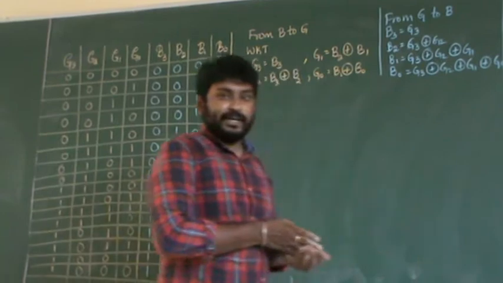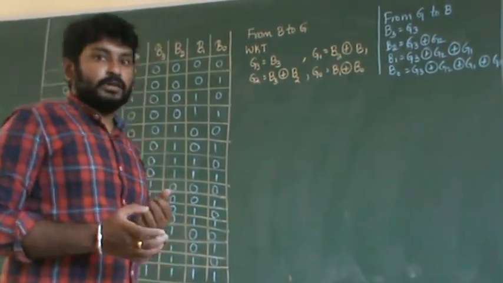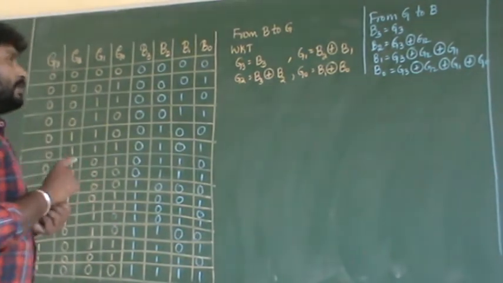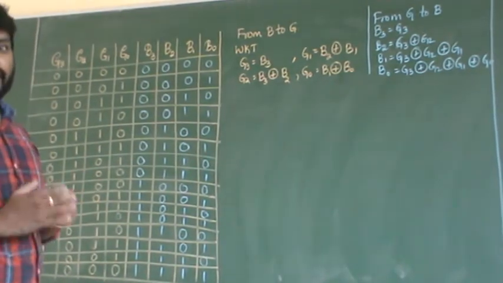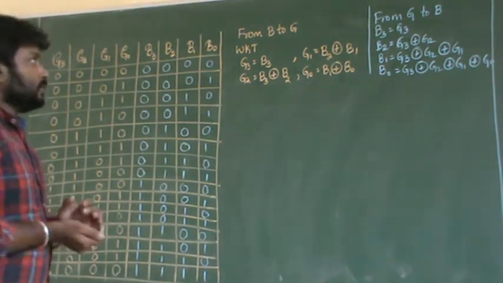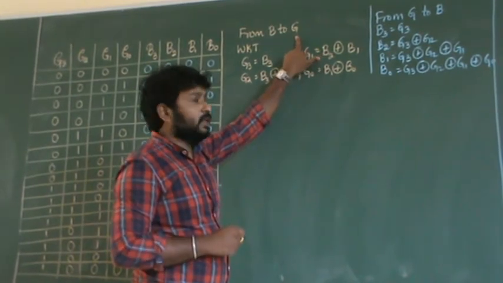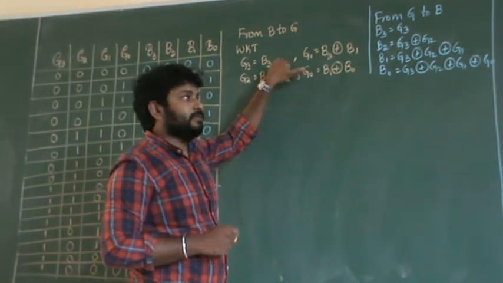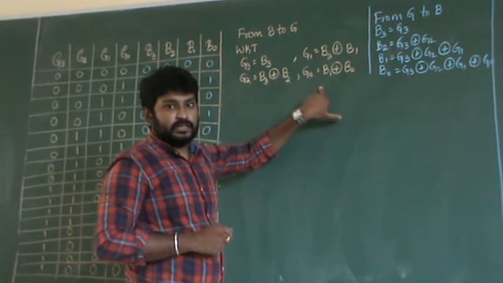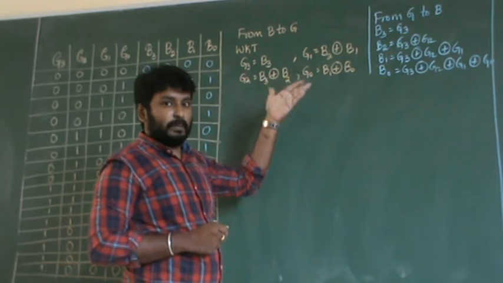Discussing the second experiment, that is to design and implement the code converter, from binary to gray and from gray to binary. So these are the two concepts in the second experiment. Binary to gray we have already discussed. We have written the truth table and the K-maps, and we have got these expressions from the K-map, right?